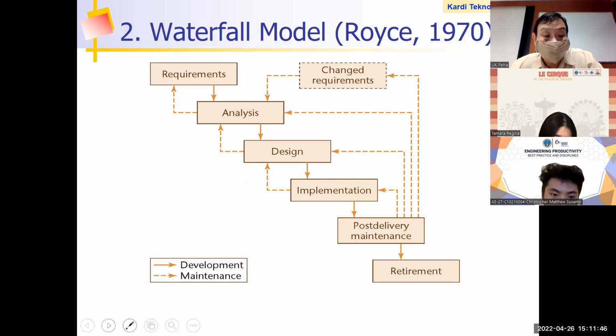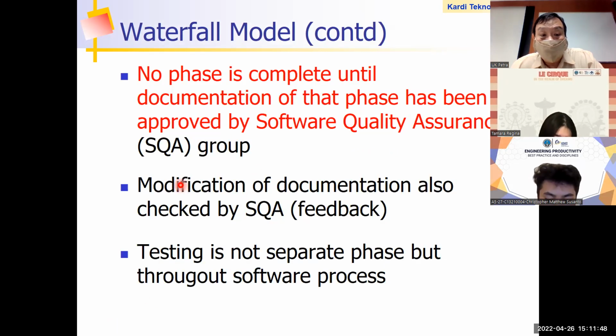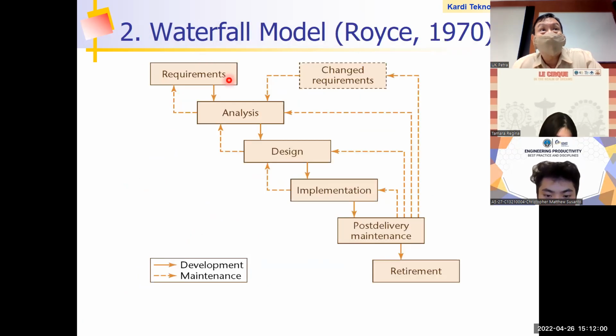That is very long, right? The modification of documents is also checked by the SQA, so there is a feedback system. Testing is not a separate phase but runs throughout the software process. Everything here is tested. The requirement is tested by the SQA, the analysis is tested by the SQA. SQA is the software quality group here, the evaluator.